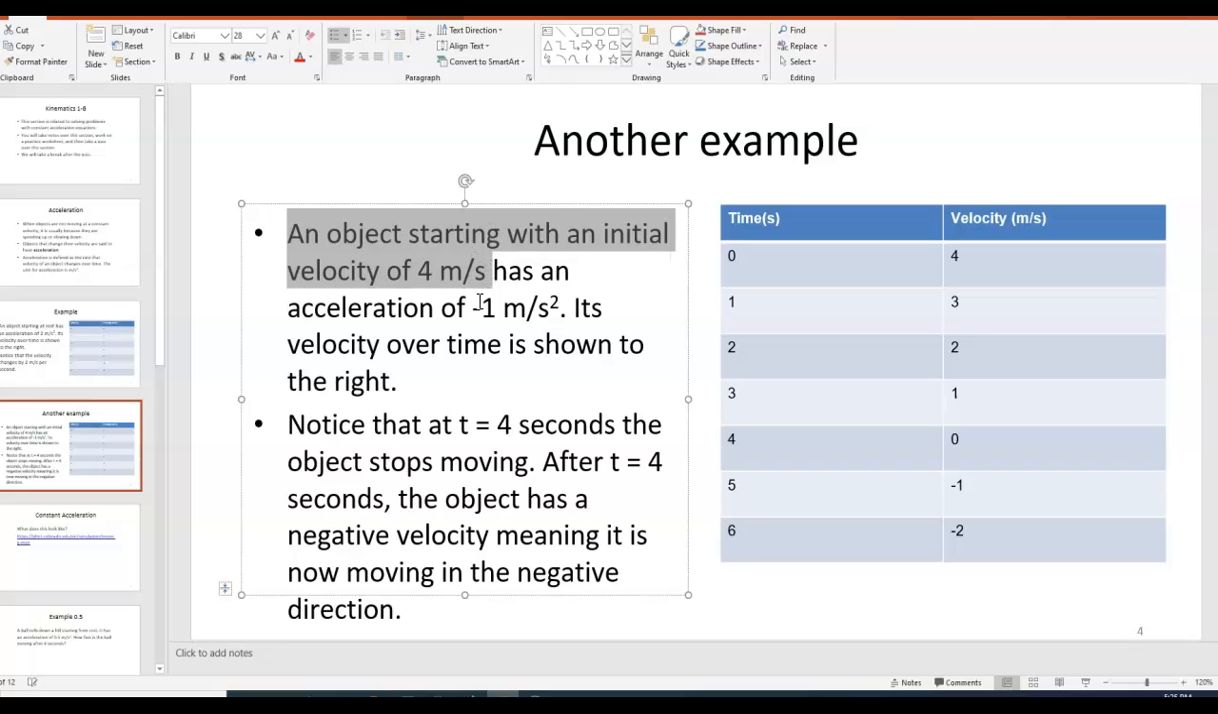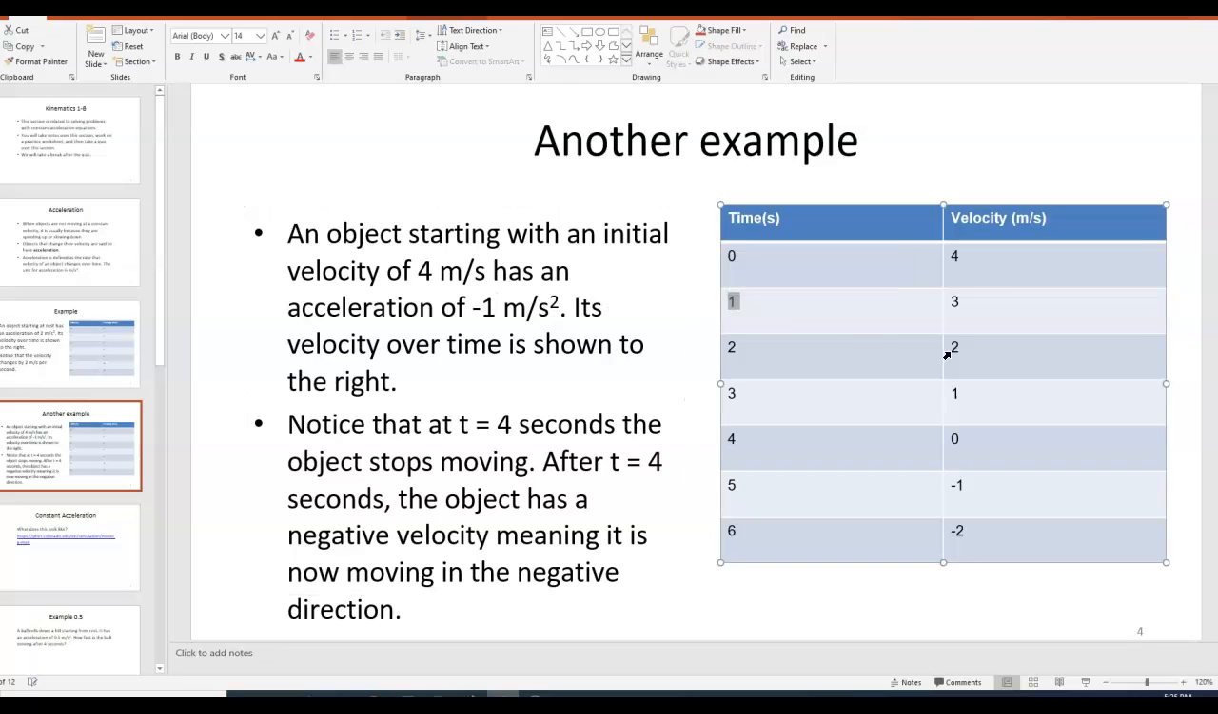Now if the acceleration is -1 meters per second squared, that means every 1 second that passes, the velocity changes by -1. Okay, so if it starts at 4 meters per second, after 1 second has passed, the velocity is now 3 meters per second. At t equals 2 seconds, the velocity is now 2 meters per second. After 3 seconds, it's now 1 meter per second. Notice that at t equals 4 seconds, the velocity is 0. In other words, the object stops moving.